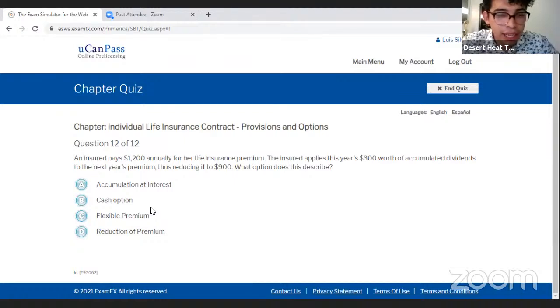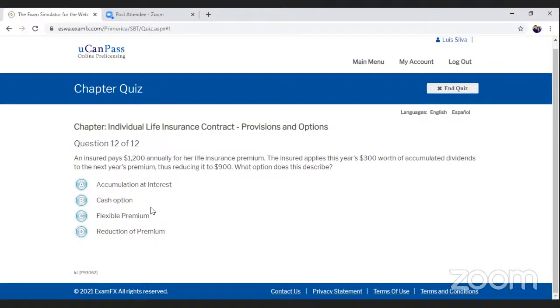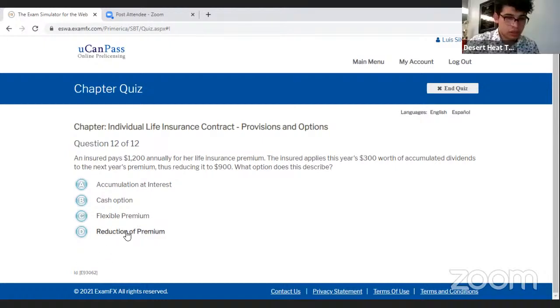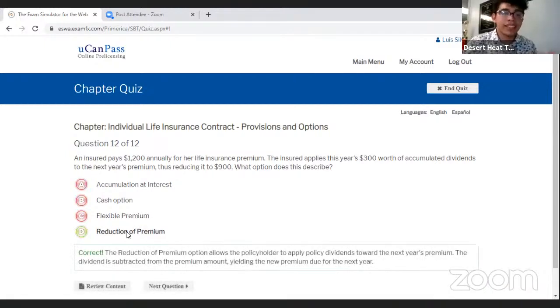A, accumulation at interest. B, cash option. C, flexible premium. D, reduction of premium. Okay, let's try that one. That is correct. Yes, the reduction of premium option allows the policy owner to apply policy dividends towards the next year's premium. The dividends are subtracted from the premium amount, yielding the new premium due the next year.